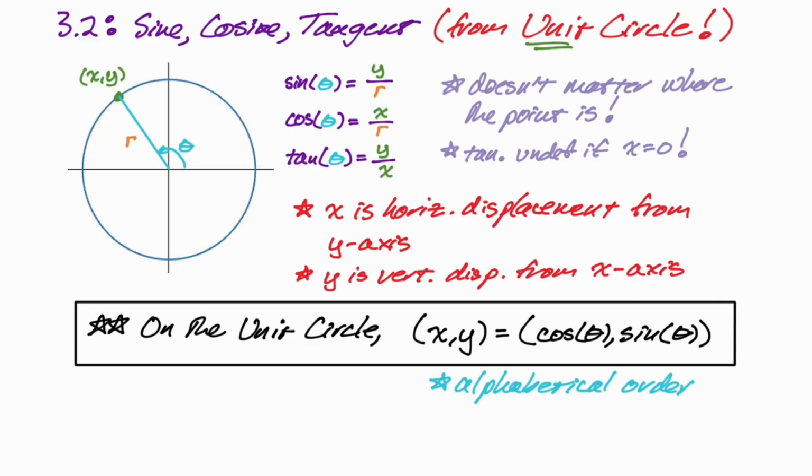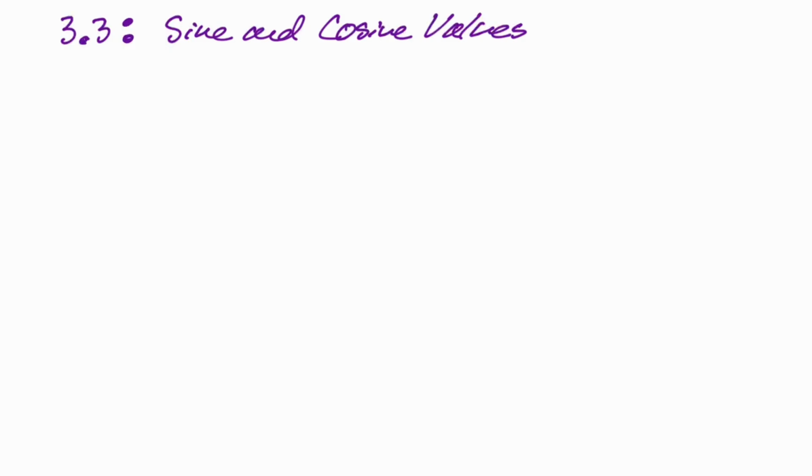All right, now we're going to take a look at 3.3. So 3.3 is going to be about sine and cosine values. And my recommendation here is literally just memorize the unit circle. Just memorize it, be able to write it down really fast. I like to have my students do it in under 90 seconds or as close as they can to that.